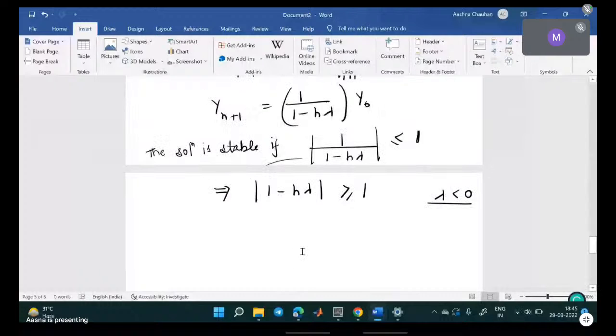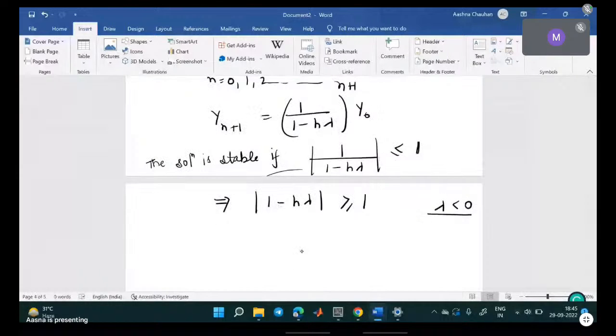तो देखो h की वैल्यू आप कुछ भी ले लो, you can take arbitrary h. This quantity is always stable because हमने lambda को negative बता दिया, तो this quantity becomes positive. If this is positive, then 1 minus h lambda is always greater than 1. So 1 upon something which is greater than 1 is always less than 1. So that is why for arbitrary choice of h, here h is arbitrary.